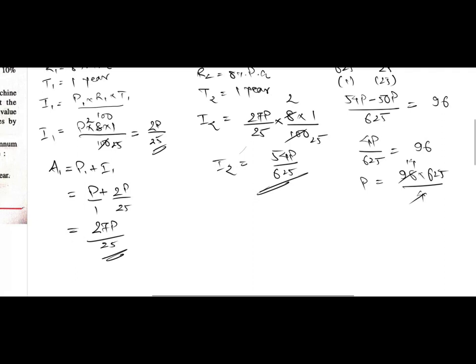No, I'm sorry, 24 fours are 96. So that's my mistake here. Let me correct it. So principal is rupees 24 into 625. Let me just check the answer. This is question number 3 of 2B, 15,000. 625 into 24, must be 15,000.